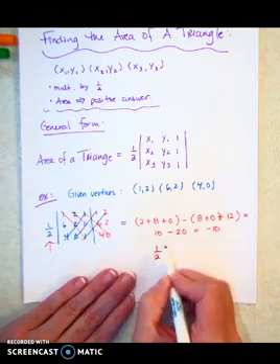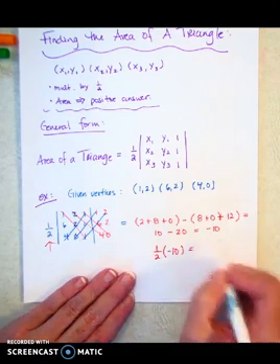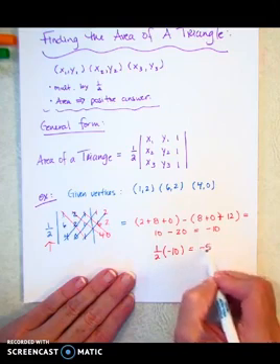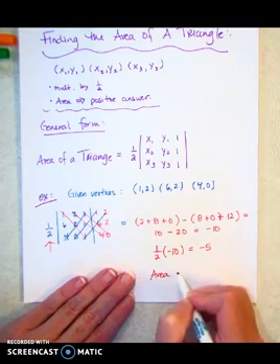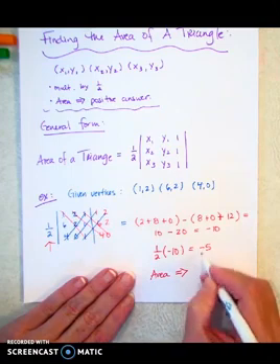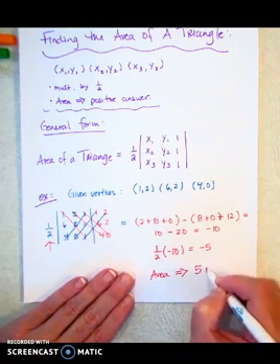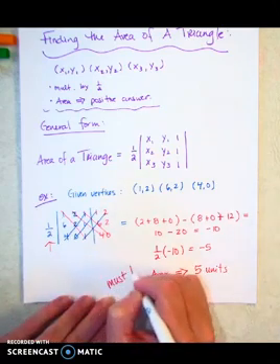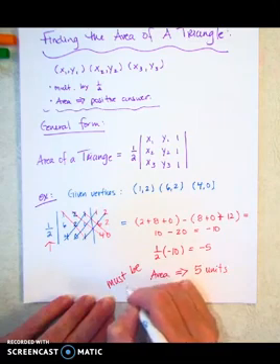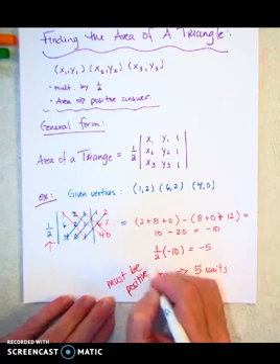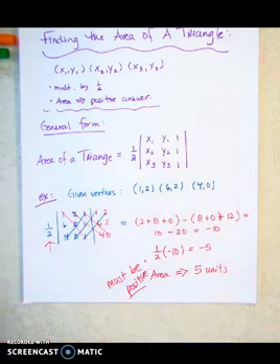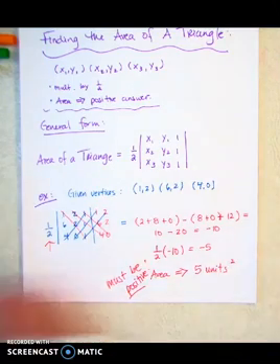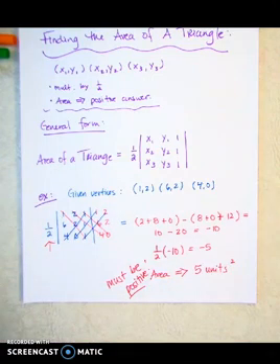So now I have 1/2 times negative 10, which gives me a negative 5, but what do we know about the area? Area always, always, always has to be positive, so it's 5 units. So we must be positive. And that is how we find, let me not forget the square, 5 units squared. And that is how we find the area of a triangle.